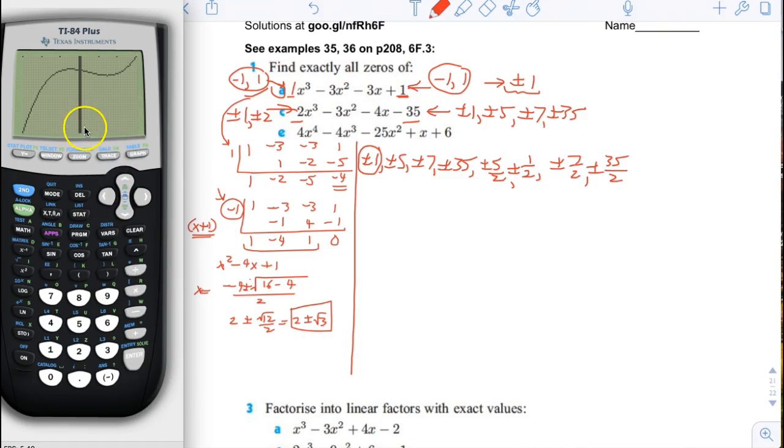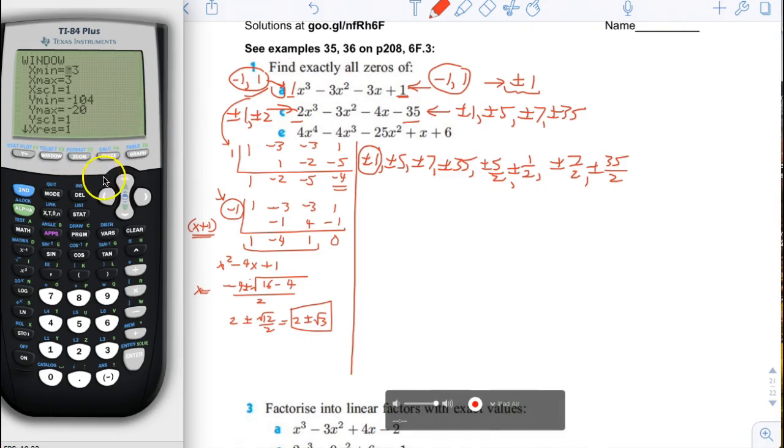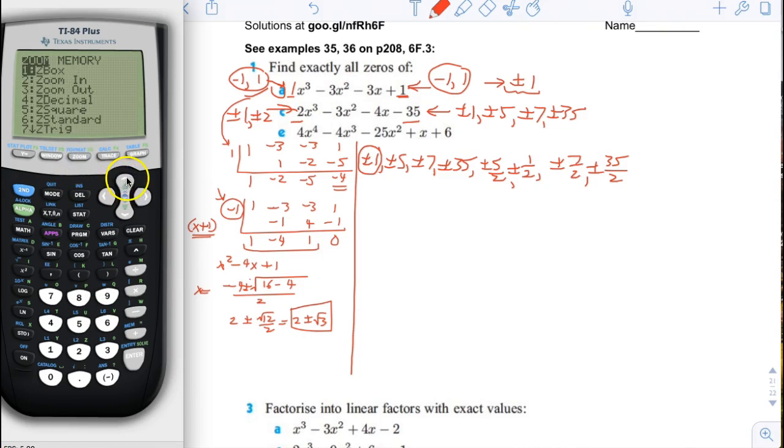Whoa, I think I need to make it a little bit wider because I don't see any zeros here. So I'm going to do window, do -5 and 5, then do zoom fit. Oh, there we go. Okay, so there's my intersection. It looks like it hits at 5 or something.